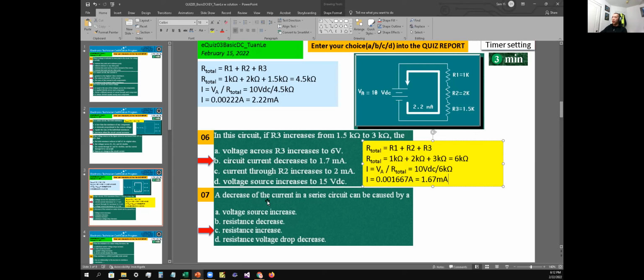Number 7, a decrease of current in a series circuit can be caused by, well, like I said right here from number 6, it can be caused by an increase in resistance. So the answer is C as in cat for number 7. Okay, any questions on number 6 or 7? No questions. Okay, next set.